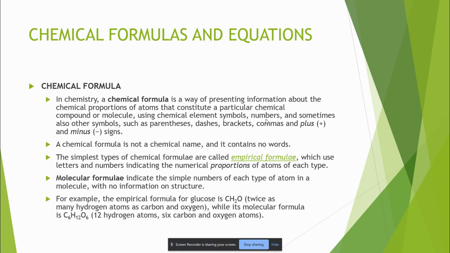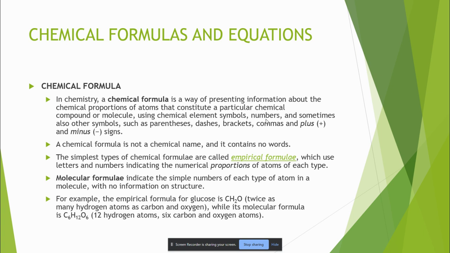So the simplest type of chemical formula is called the empirical formula. This part is very, very important. The simplest types of chemical formula are called empirical formulas, which use letters and numbers indicating the numerical proportions of atoms of each type. What the empirical formula is giving us is the proportion. In CO2, I have a 1 to 2 ratio of carbon to oxygen. But when you have something more, for example glucose, I think I gave that example, we are going to see that. What I need you to note here is that the empirical formula notes the proportions of the individual atoms.